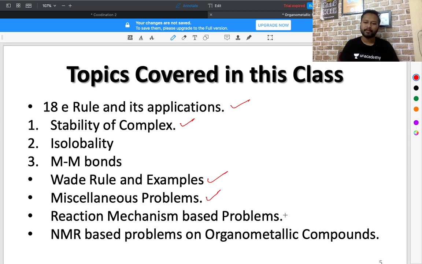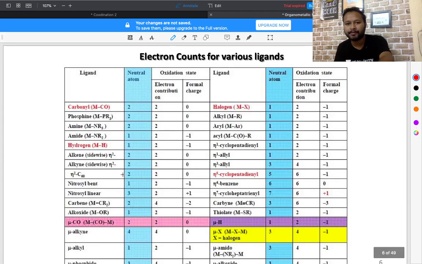Reaction mechanism based problems are also there, in which you will have to tell what kind of reaction mechanism is going on, whether it is associative addition, dissociative elimination. So these kinds of reactions, like 1,1 migratory insertion, 1,2 migratory insertion. You should be aware of these reaction mechanisms as well. And at the end, you have NMR based problems on organometallic compounds. So these are certain types of questions which are asked from this particular topic.